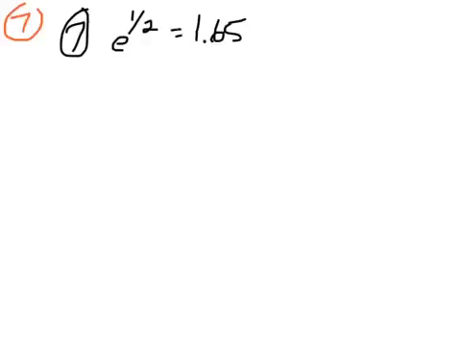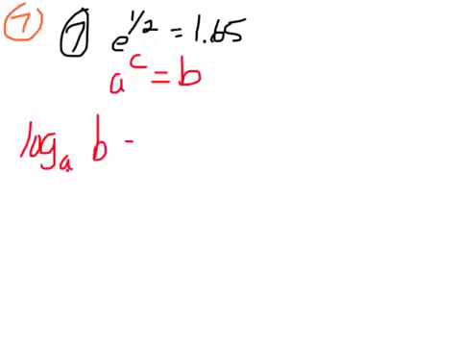Now they want us to take this one and write it in log form. If you need to label it, you can. You label this a to the c equals b, because it's an exponential form. If you're going to rewrite it, it would be log base a of b equals c. Now, you know that e right there is your base, and remember, that's the little a there.